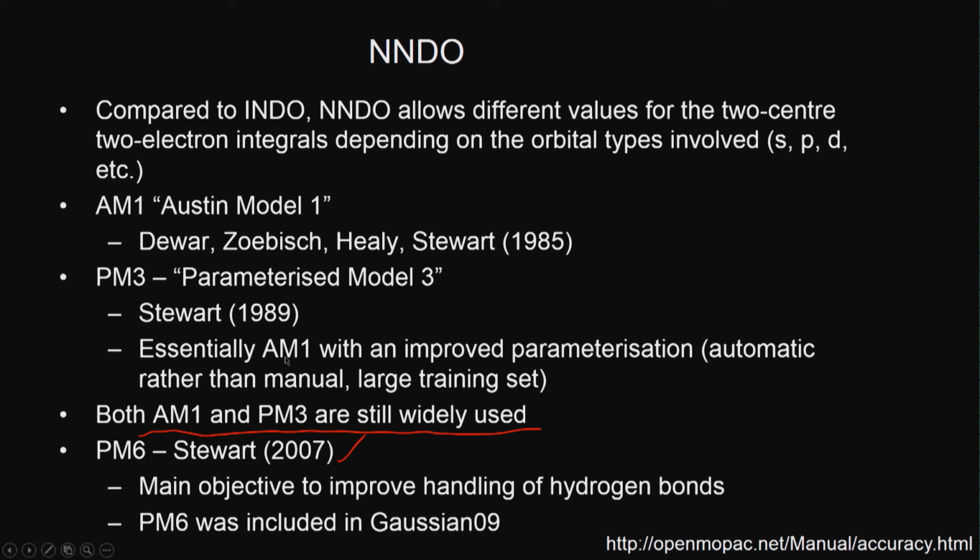This is meant for improving the handling of hydrogen bonds. Hydrogen bonds are a big challenge. So in order to do that, PM6 came into being. This was included in some software, Gaussian 09 and so on. So the information is obtained from this reference.